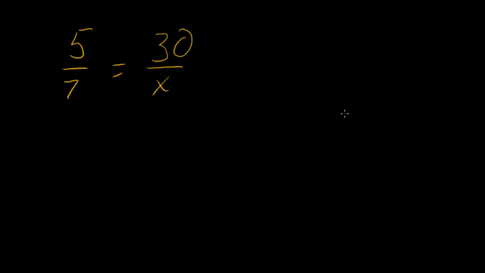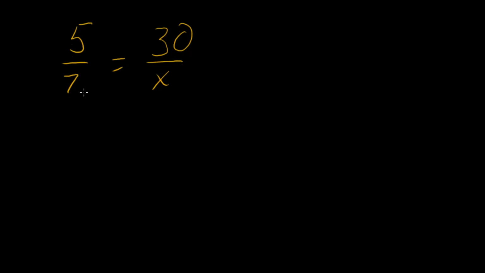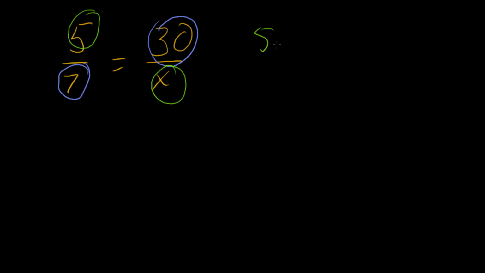We have 5 over 7 equals 30 over x. Again, we've got these two numbers here that we're going to multiply together, and we have these two here that we're going to multiply together. So we have 5 times x gives us 5x. 5x equals 7 times 30, which is 210. 7 times 3 is 21, and let's add another 0 at the end. So now we have 5x equals 210.